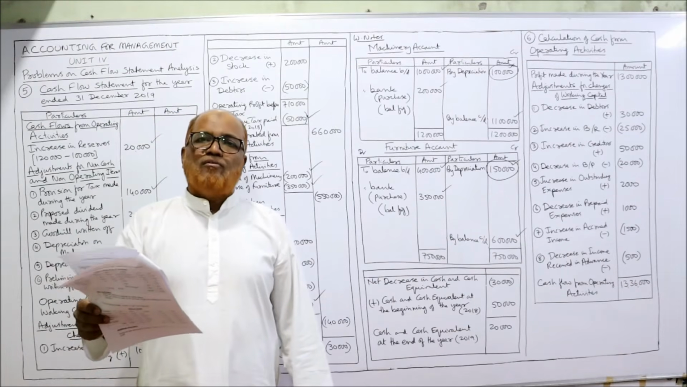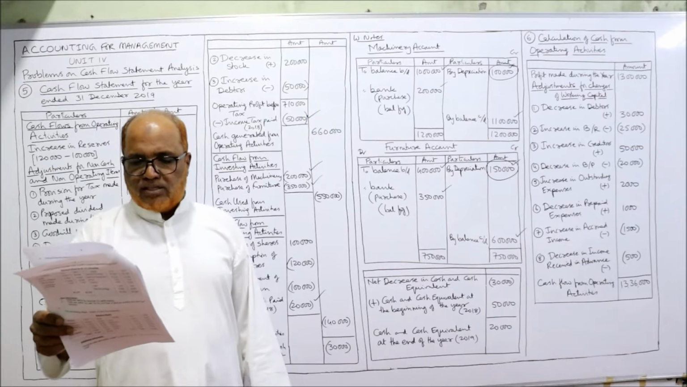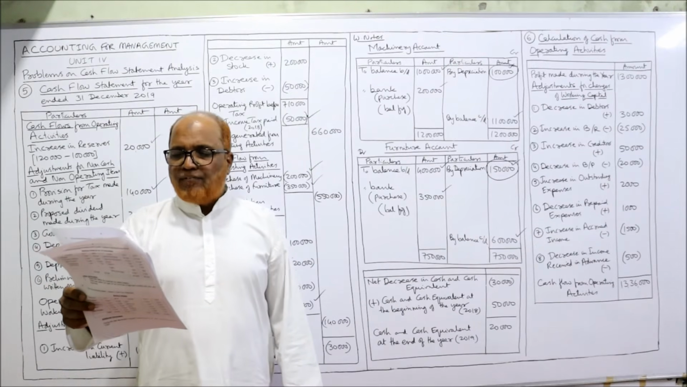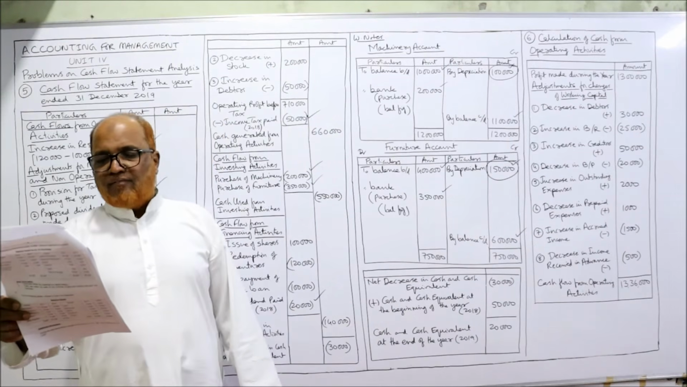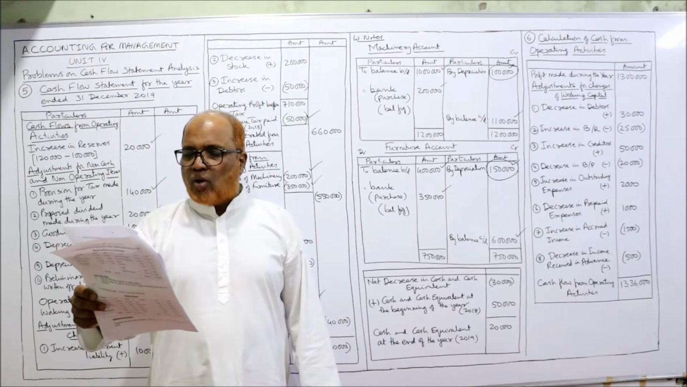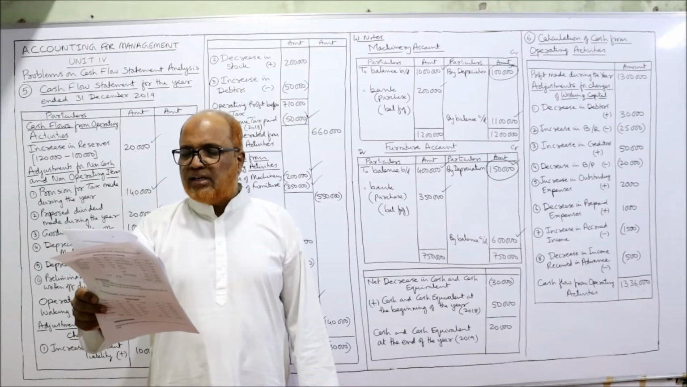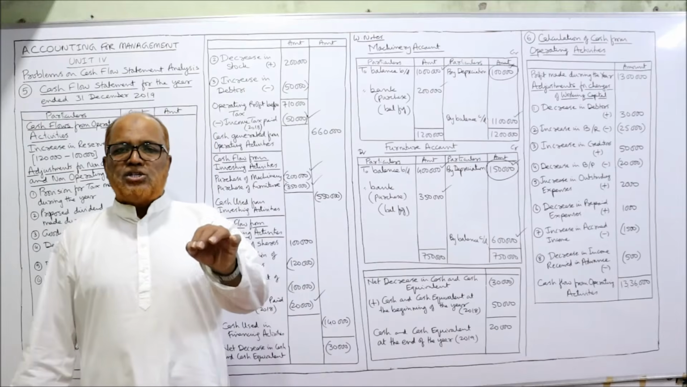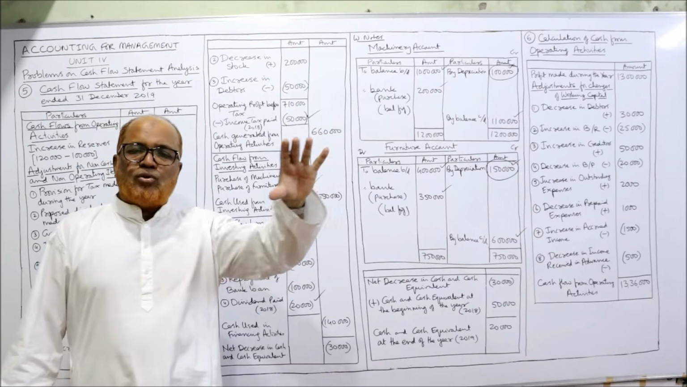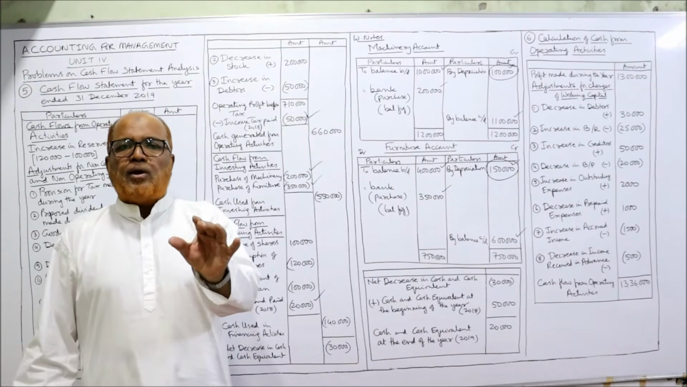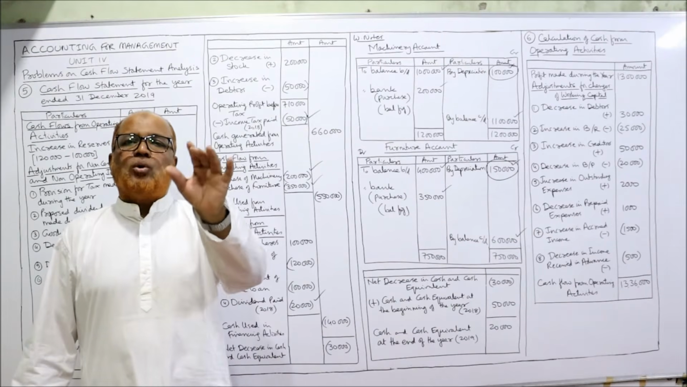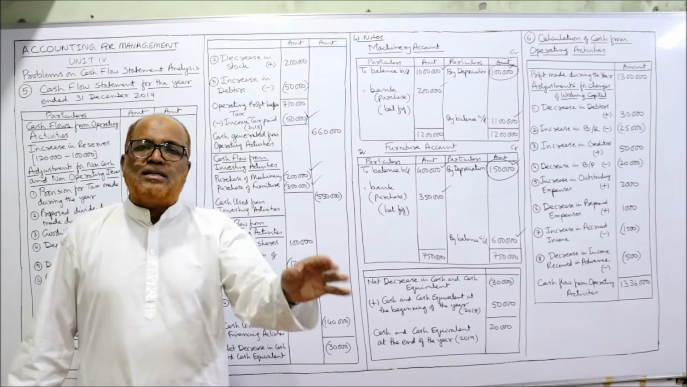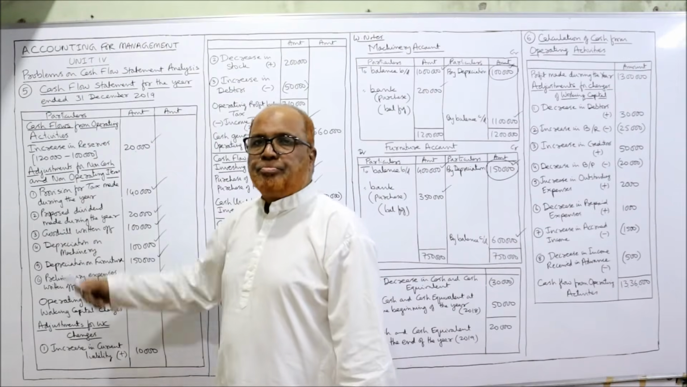Cash flow statement. One more problem I'll explain in this video. From the following calculate, 6th problem. From the following calculate cash from operating activities during the year 2019. In this problem we are not required to make a cash flow statement. We have to calculate only cash from operating activities.